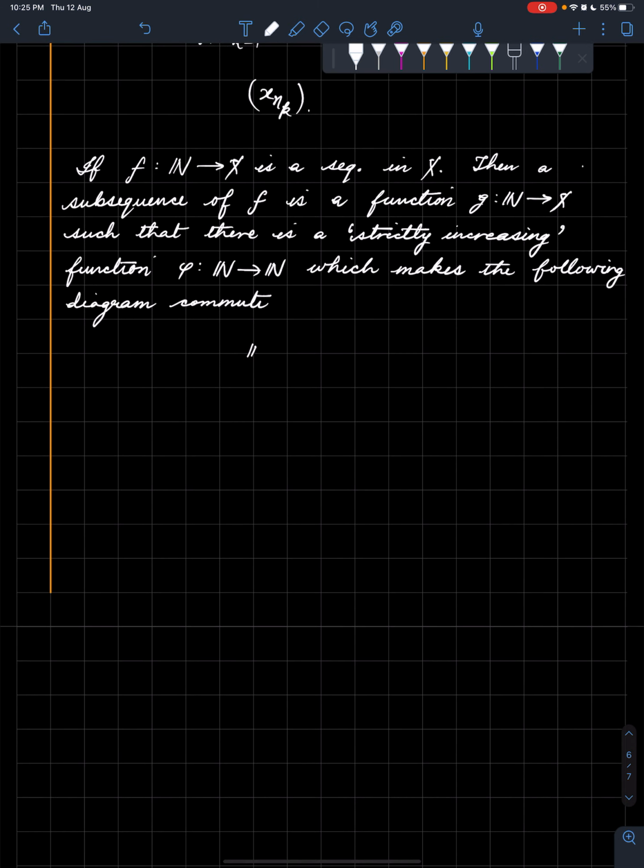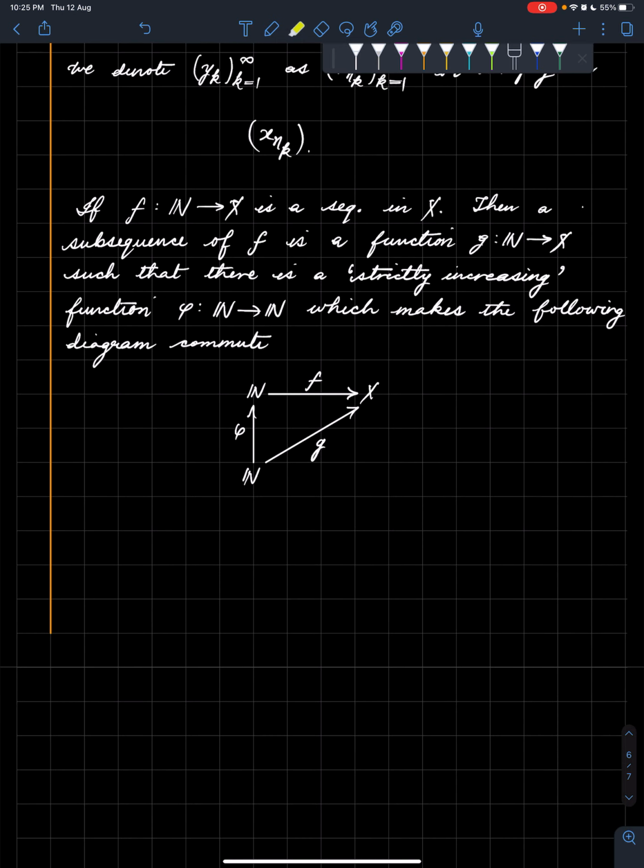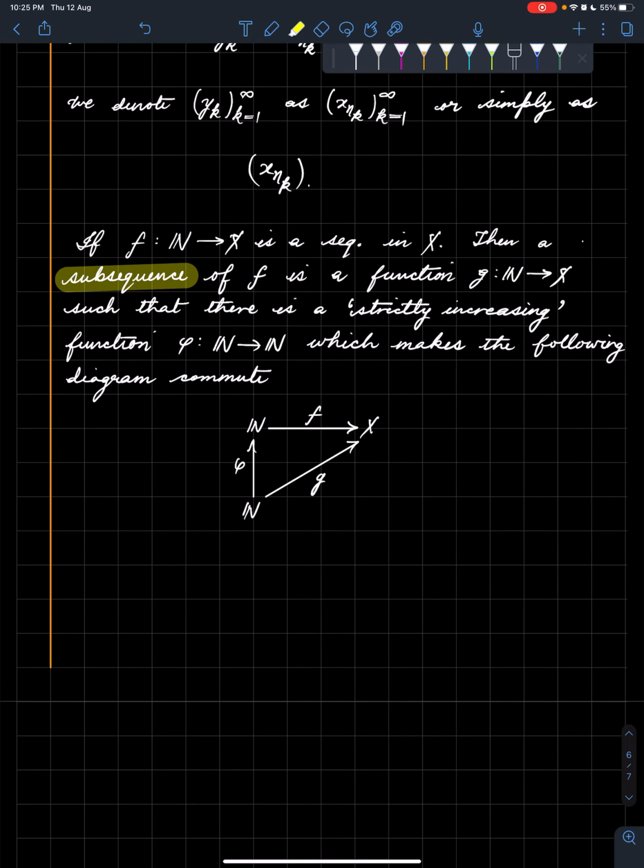So here we have n, this is my sequence, this is phi, and this is the something that is supposed to be a subsequence. Okay, so a lot of things have been written. We have defined subsequence in an alternate way, although it's the same definition and we need to reconcile the two definitions. But right now just focus on this. So we have been given a sequence. And I'm saying that another sequence is a subsequence of f if there exists a strictly increasing function.